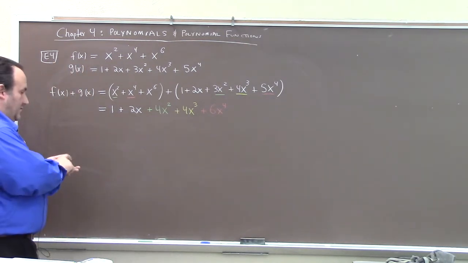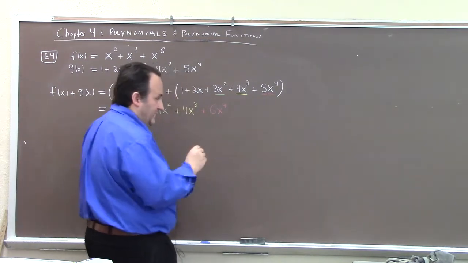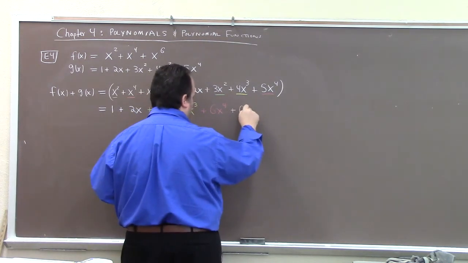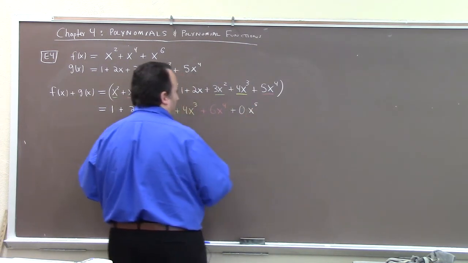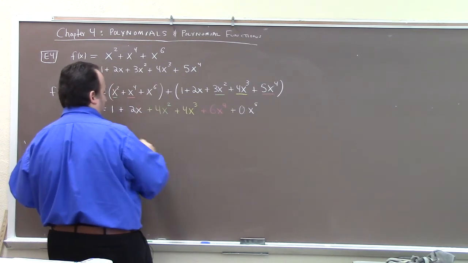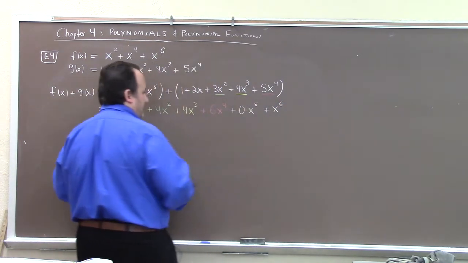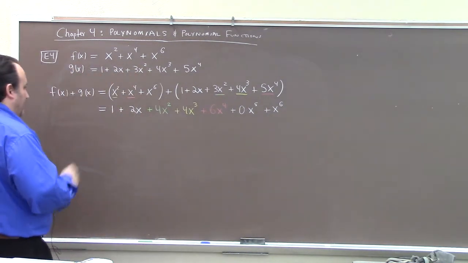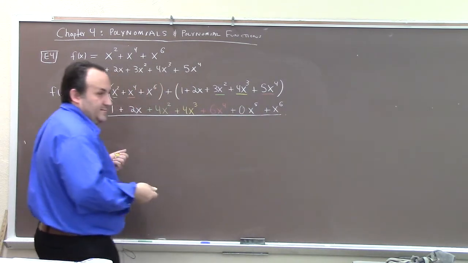Is there any degree 5 term? No. By the way, you don't have to write this, but you could write this. I'm just saying technically that's there, okay? And then how about x to the 6th? We just got plus x to the 6th. Now we don't usually write the 0x to the 5th, okay? But there you go, that's it. That's how we add.